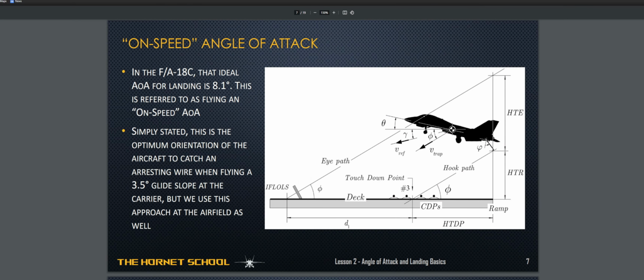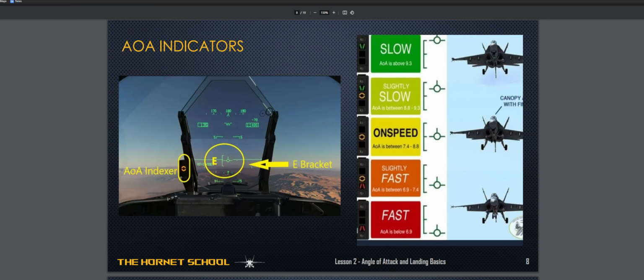On-speed angle of attack. In the FA-18C, that ideal angle of attack for landing is 8.1 degrees. This is referred to as flying on-speed AoA. Simply stated, this is the optimum orientation of the aircraft to catch an arresting wire when flying a 3.5 degree glide slope at the carrier, but we use this approach at the airfield as well.